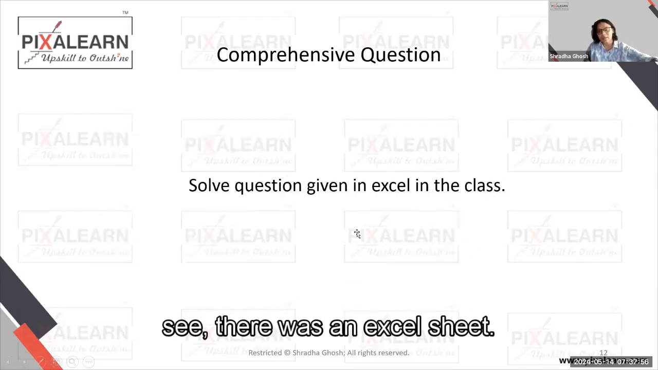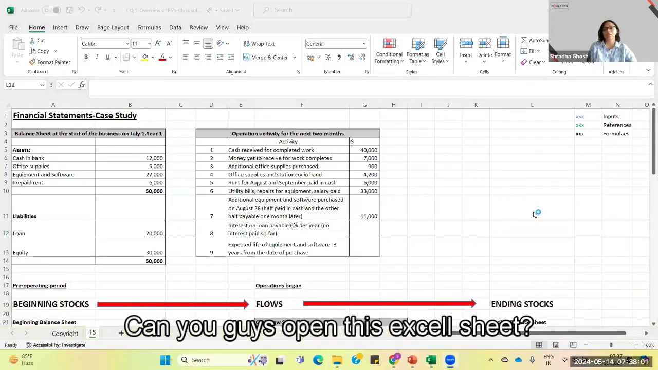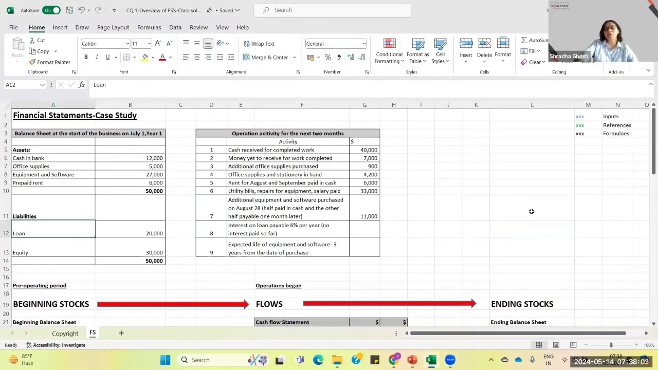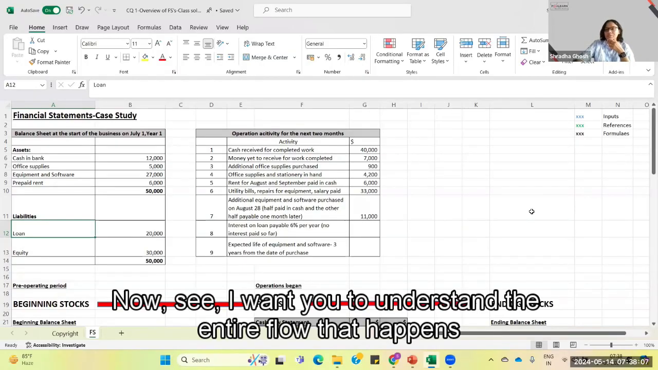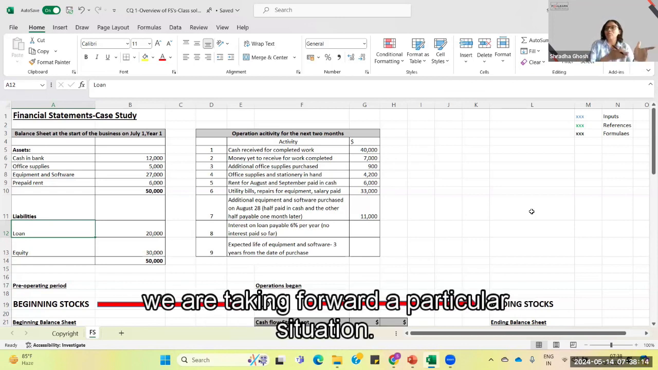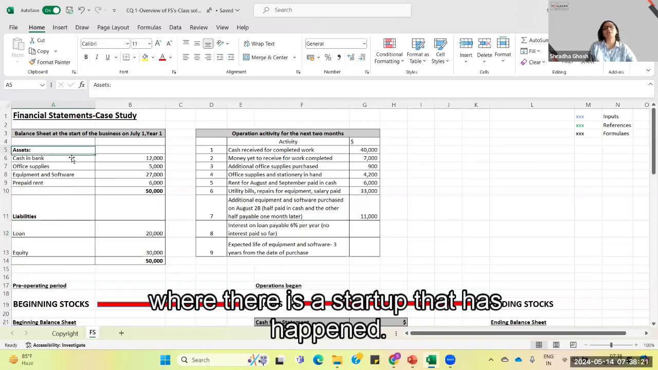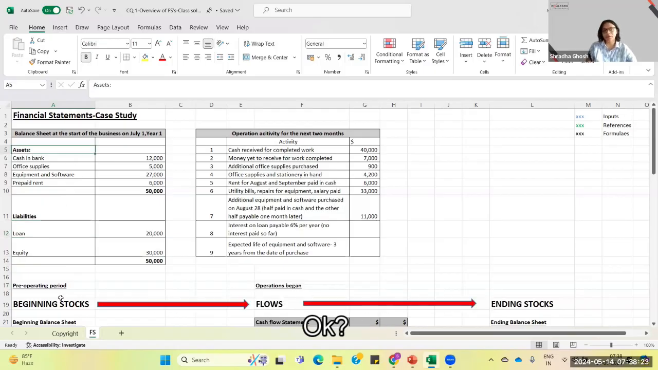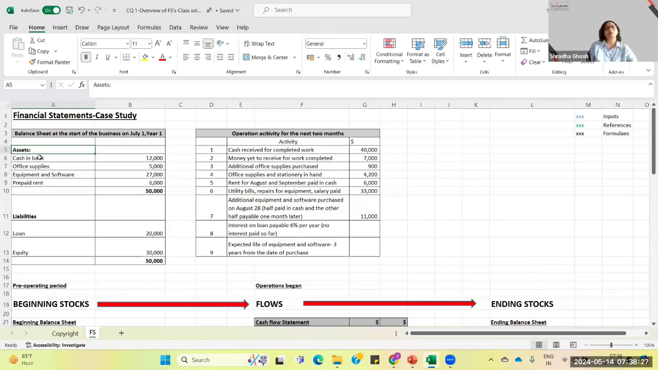Now see, there was an Excel sheet. Everybody, can you guys open this Excel sheet? What we're trying to do is, in a very small case, I want you to understand the entire flow that happens whenever we are taking forward a particular situation. So here I've given you a scenario where there is a startup.